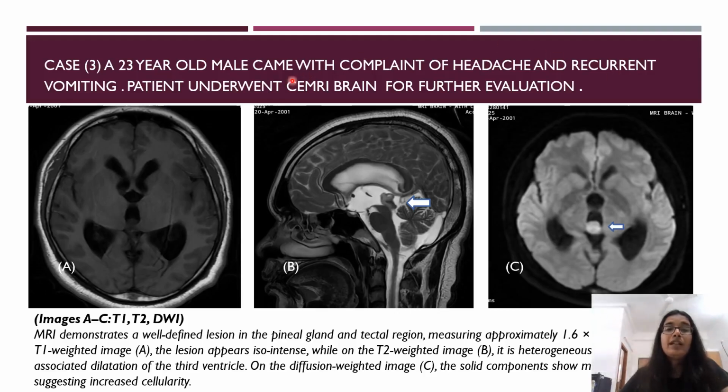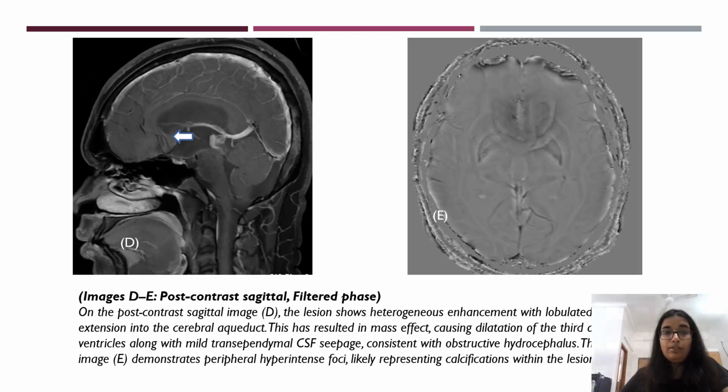Third case is a 23-year-old male with complaint of headache and recurrent vomiting. Patient underwent CE-MRI brain for further evaluation. On T1 weighted image, we can see a well-defined lesion in the pineal gland region, which is isointense on T1, while on T2 it is heterogeneously hyperintense, causing dilatation of the third ventricle. And on DWI imaging, the solid component is showing diffusion restriction, suggesting increased cellularity.